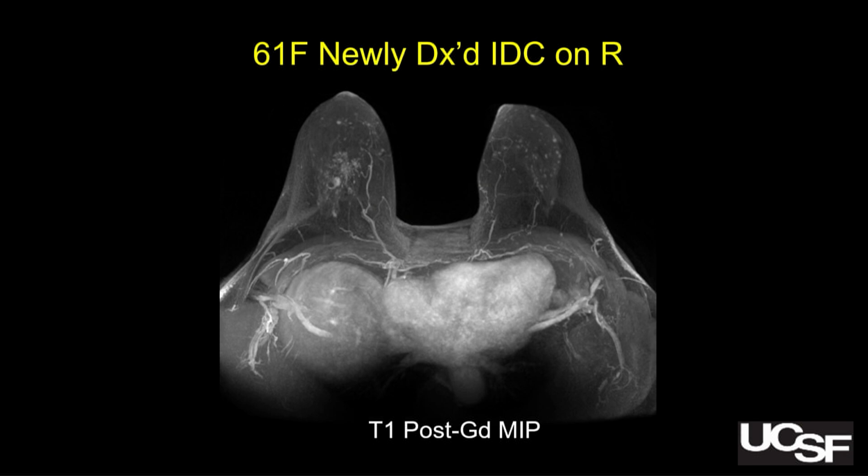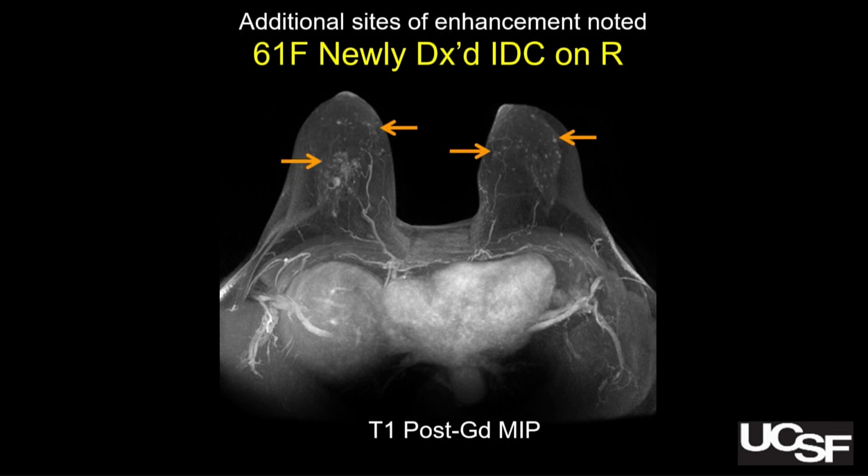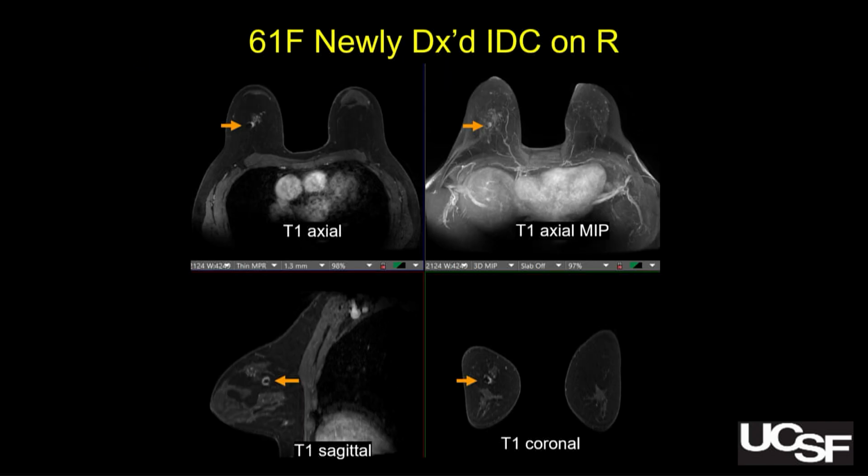61-year-old newly diagnosed IDC on the right. You can see that on the MIP. Okay, clip in it. Additional sites of enhancement. Classic question, is it background? Is it abnormal? Let me just show it, because I want to make sure I give us time to have Q&A at the end. So there is the T1 axial MIP, sagittal, coronal, okay?